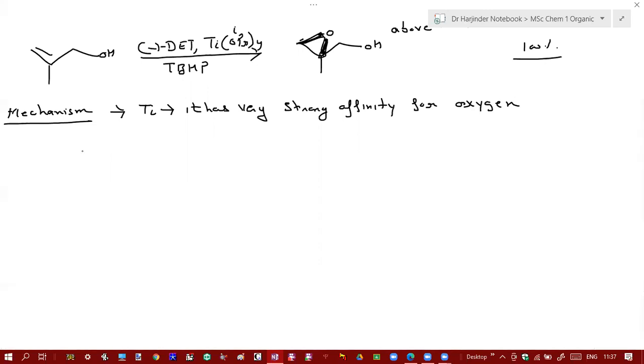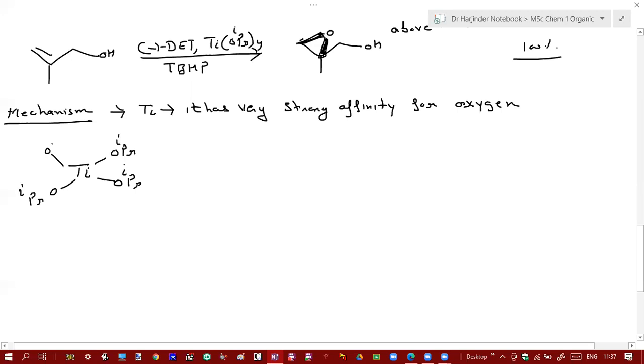And here you are using a catalyst in which 4 isopropoxide groups are attached to the titanium metal through oxygen, so with 4 oxygens. However, these isopropoxide groups are very labile. What do you mean by labile?